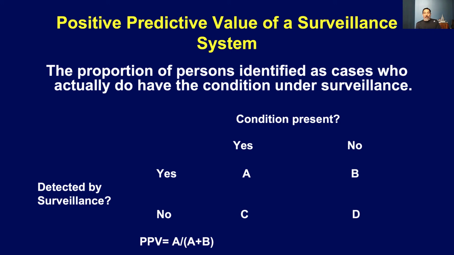And you can think about positive predictive value of the surveillance system. In other words, if a case is reported and counted in a surveillance system, what's the likelihood that that case actually represents a true case? So it's the proportion of people identified as cases who actually have the condition under surveillance.